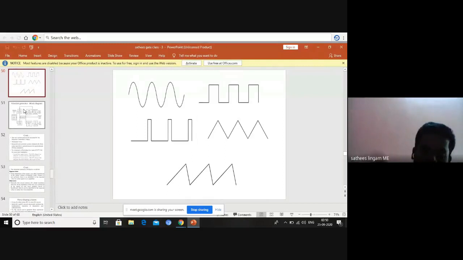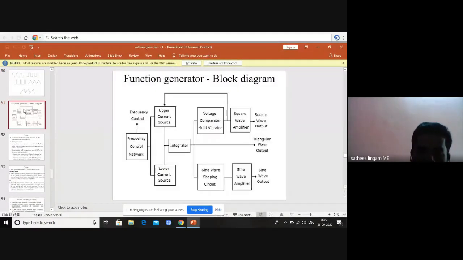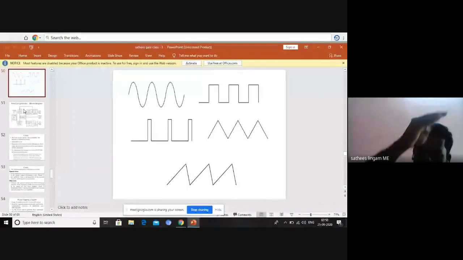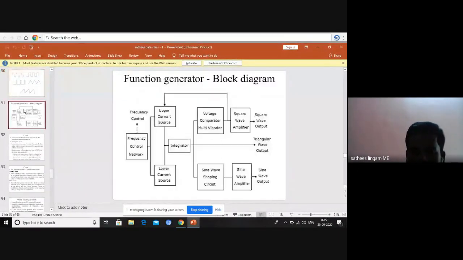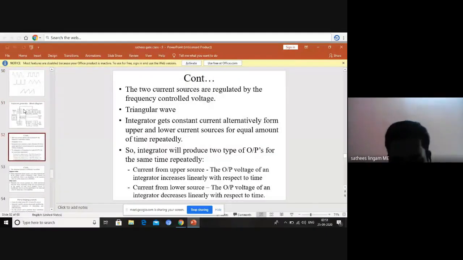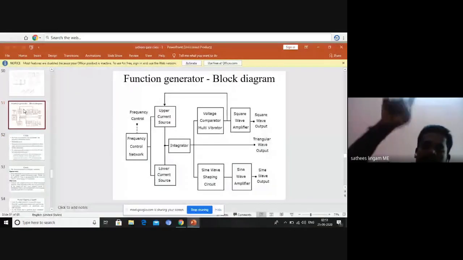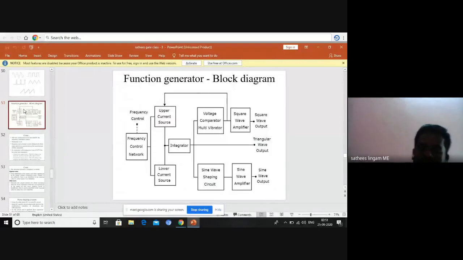That is the rising edge. Then after that particular interval, immediately at the bottom, the lower current source is giving the supply, and that time the output voltage is linearly decreasing with respect to time. So we receive in the integrator itself that linear increment and linear decrement, creating the structure of the triangle waveform.